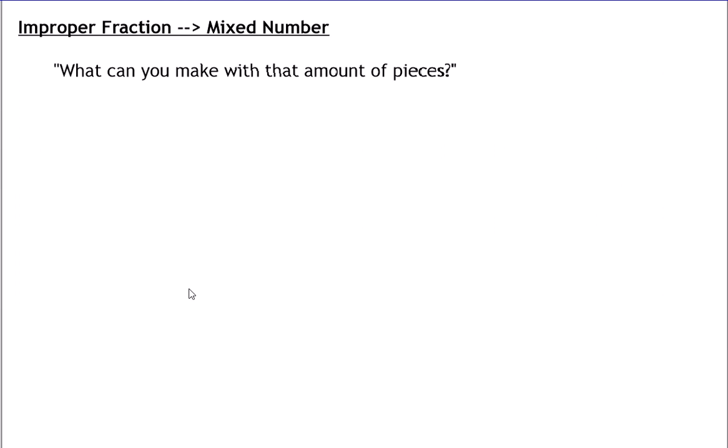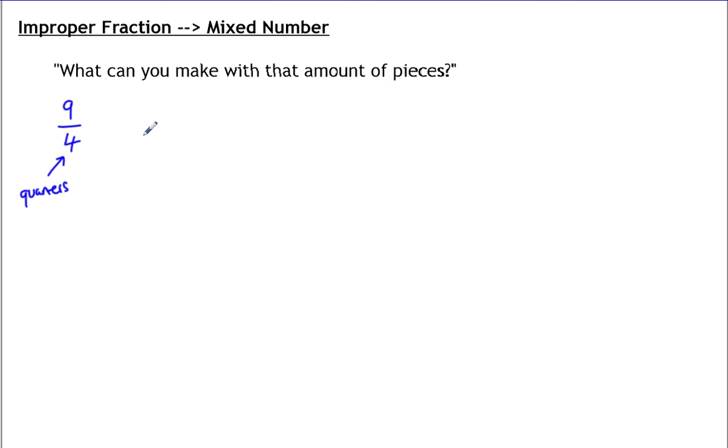Okay, so if we start with an improper fraction and changing it to a mixed number, and really the question you've got to ask yourself here is, what can you make with that amount of pieces? So, for instance, and you'll need to write these down, if I've got 9/4, now if it's 4 on the bottom, we call that quarters. Okay, so we've got 9/4, in other words.